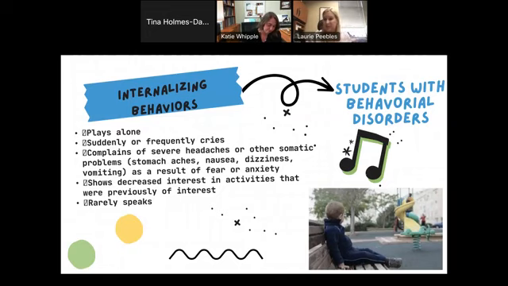Maybe we eventually identify it, but as educators, again, when we're looking at a sea of 50 plus kids in our class, we automatically see the externalizing behaviors because we need to put a stop to it. But sometimes we overlook the internalizing behaviors because these kids are being quiet and not causing a scene. So these kids play alone.